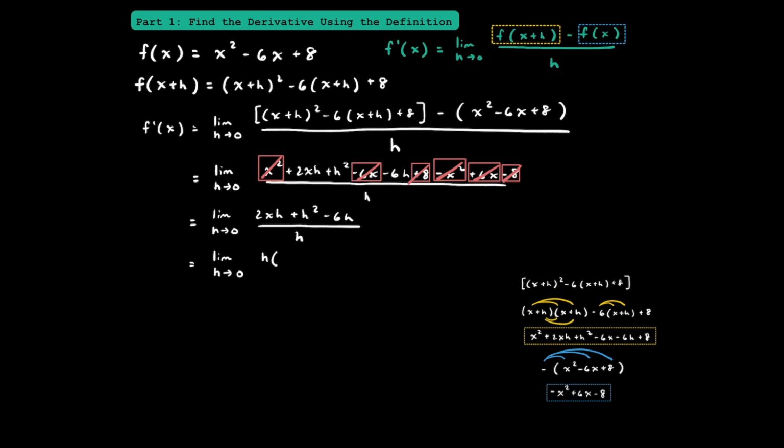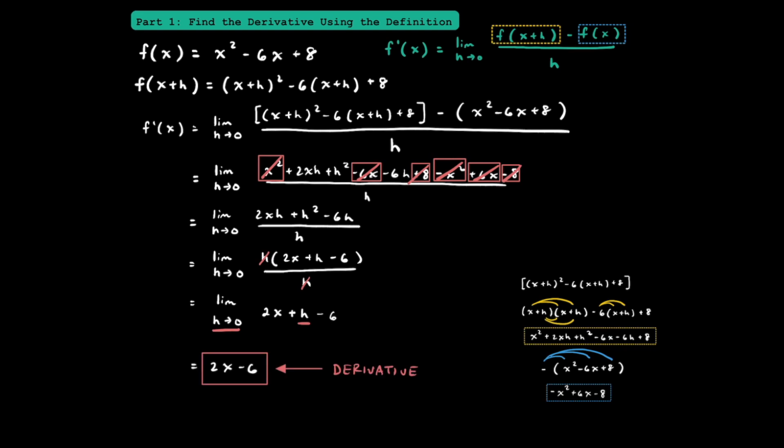Factoring out an h in the numerator, we have h times the quantity of 2x plus h minus 6 all over h. These h's are going to cancel out. So we're going to get the limit as h is approaching 0 of 2x plus h minus 6. Substituting 0 in for h here, we get a final answer here of 2x minus 6. 2x minus 6 is our derivative.